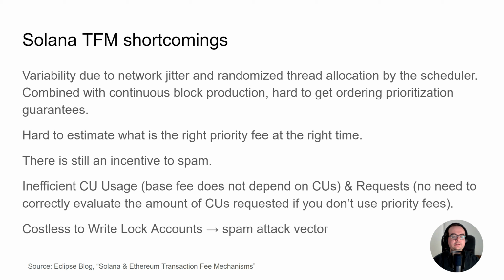And basically, you can request more compute units than what you actually need, because you don't want to calculate exactly how much you need. And if you don't use priority fees, the cost in base fee will be anyway the same. So that's also another thing that is not ideal.